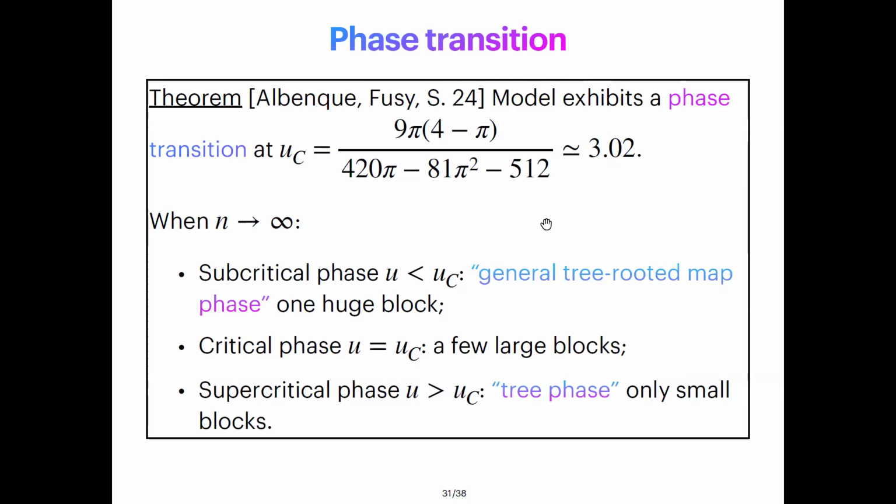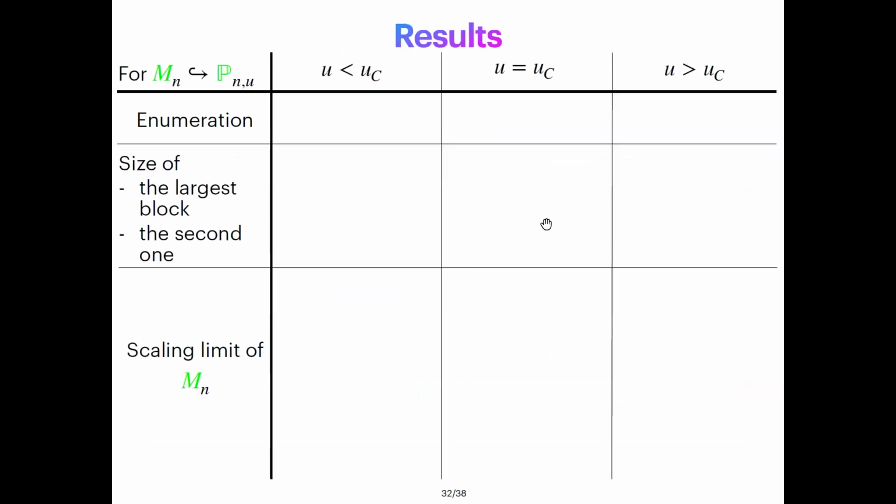And when n tends to infinity, we have a subcritical phase when u is less than u_c, where we will have general tree-rooted maps with, again, condensation, one huge block; a critical phase where there are a few large blocks; and the supercritical phase, which is a tree phase with only small blocks. And more precisely, we can fill in this table.